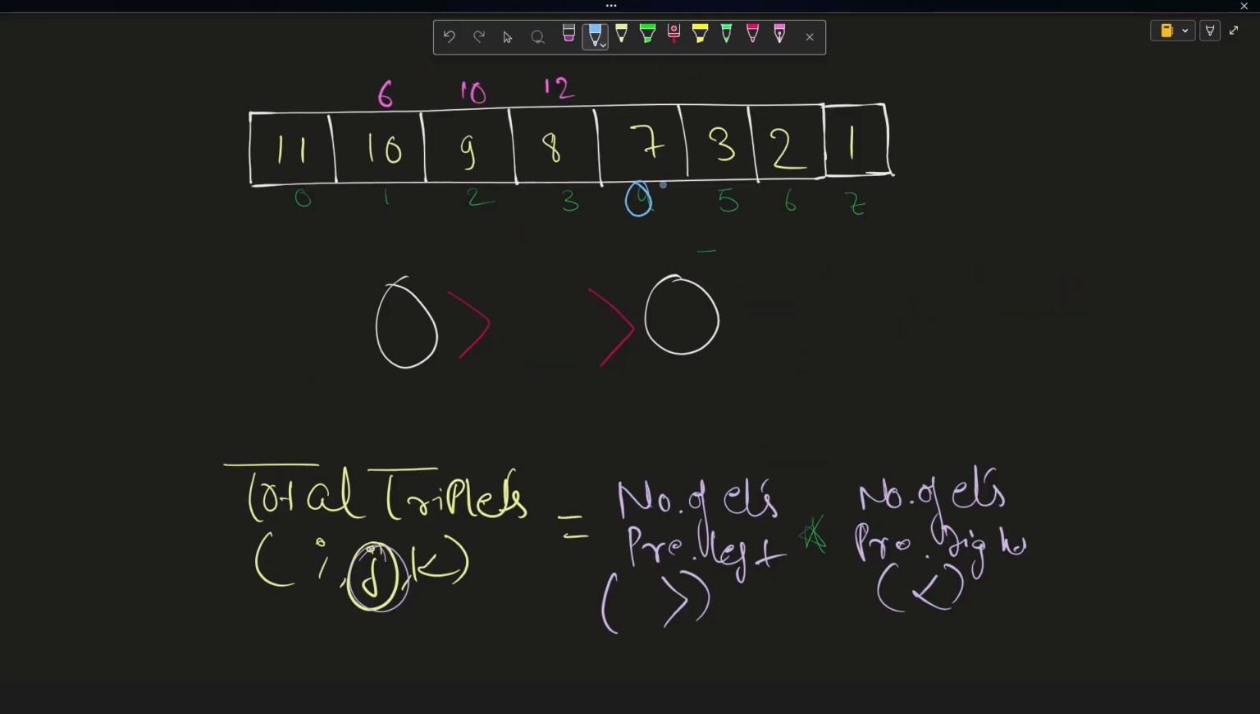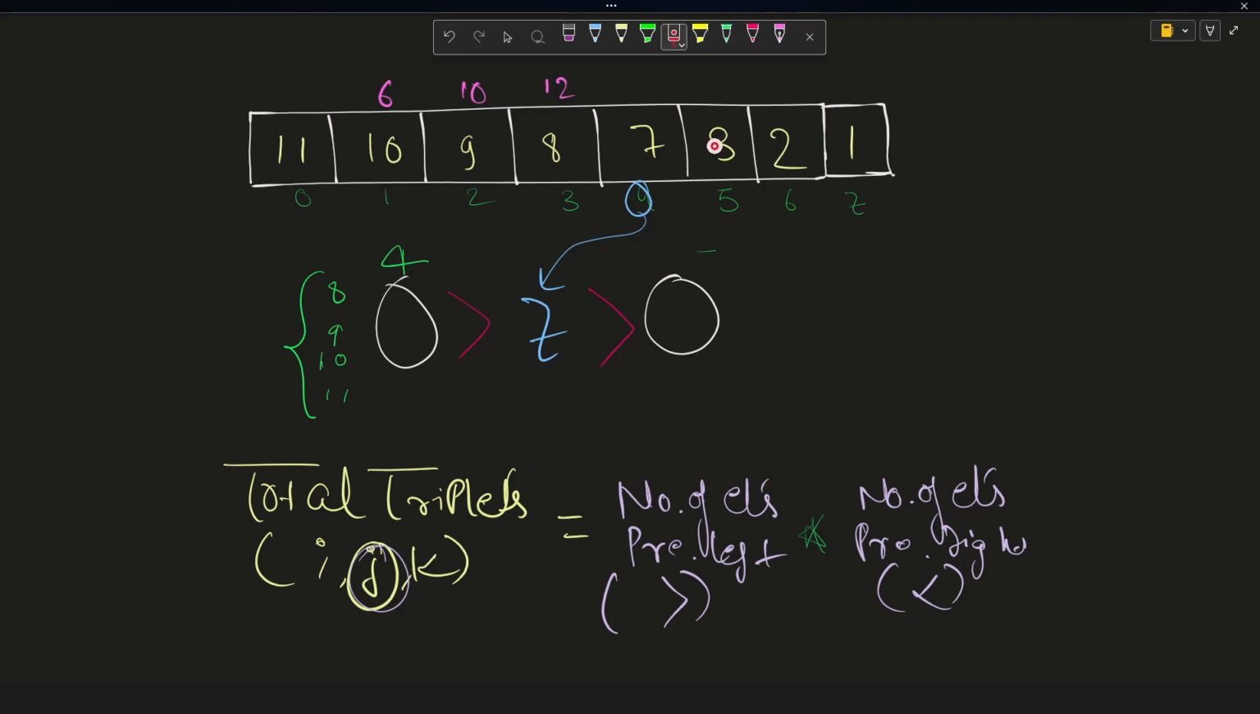So now we are standing at this 4th index, which has a value of 7. Now I want to find the number of elements greater than 7 on its left. Clearly there are 4 elements which are greater than 7, right? So I will write here 4. And what are these 4 elements? These are 8, 9, 10 and 11. So this is my left part.